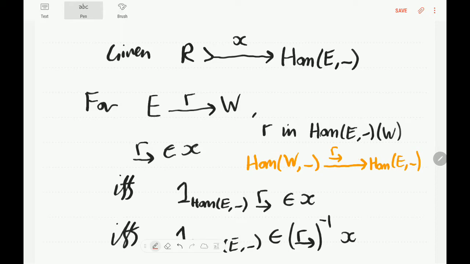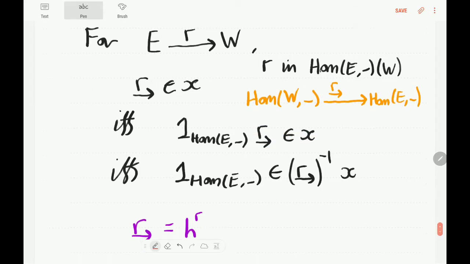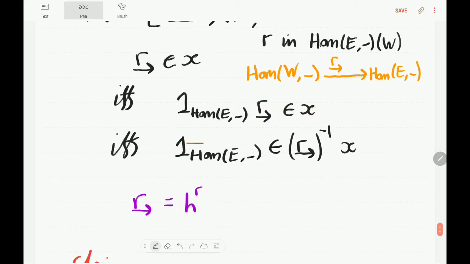And now we can see that R under arrow is in X if and only if the identity of hom E comma blank after R under arrow is in X, if and only if the identity arrow of hom E comma blank is in the pullback of X along R under arrow.